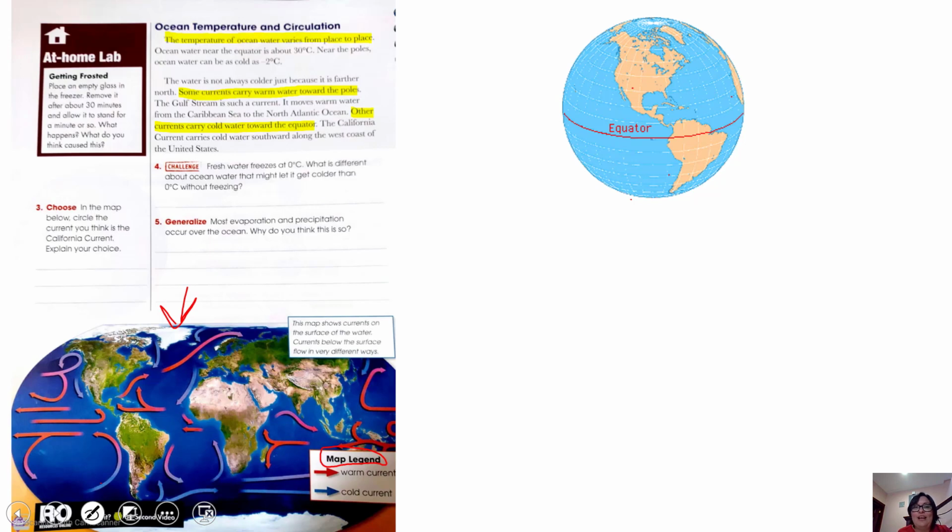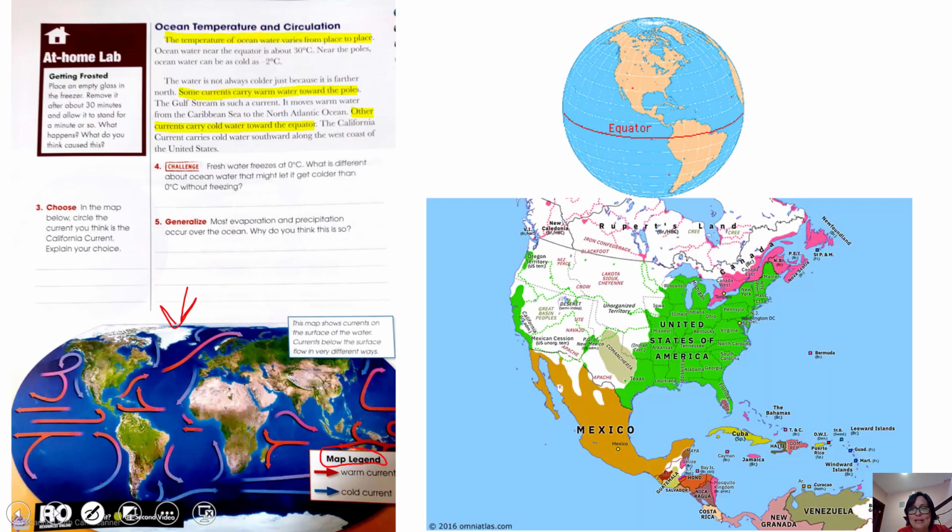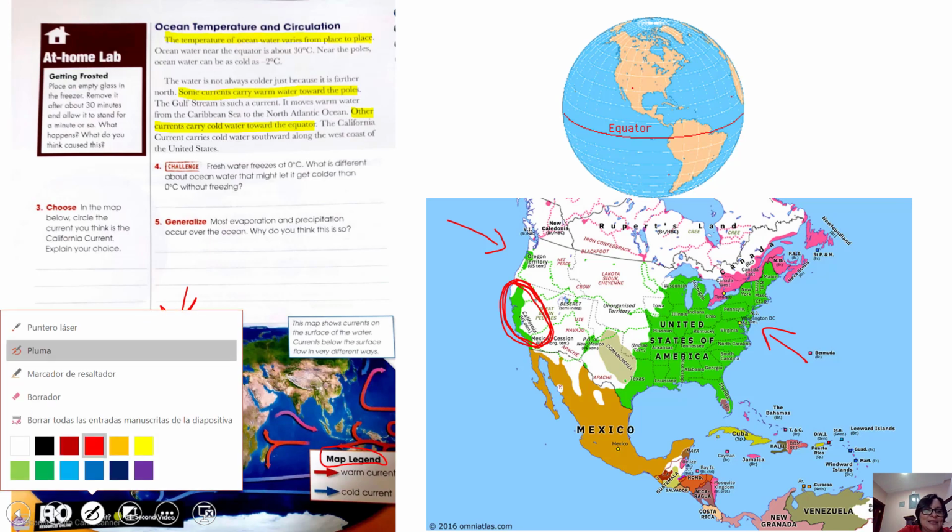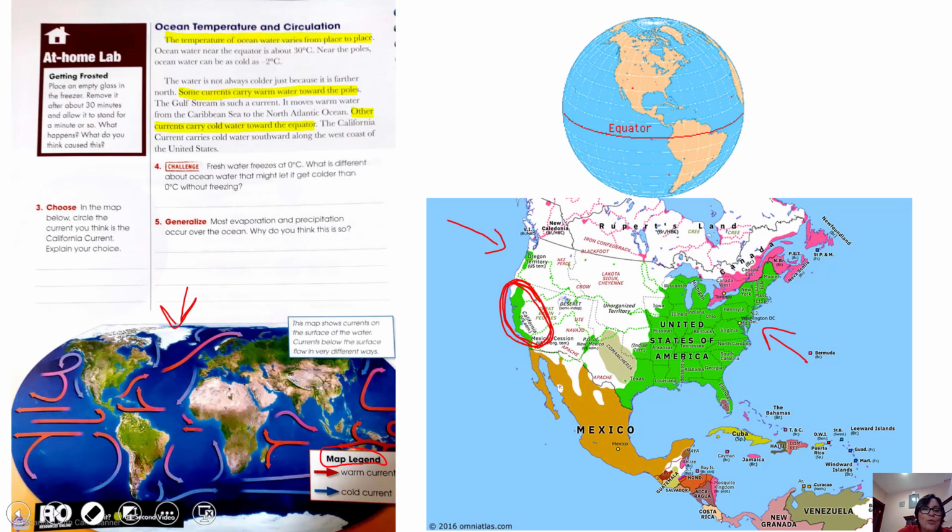I will help you. Look at this map that you are going to see right now. This is a map of North America. Here we have the United States, by here, look. And if you see here, what do you see in there? It says California. So if this part of here is California, in this map is over here, right? So that means that which one is the current of California?